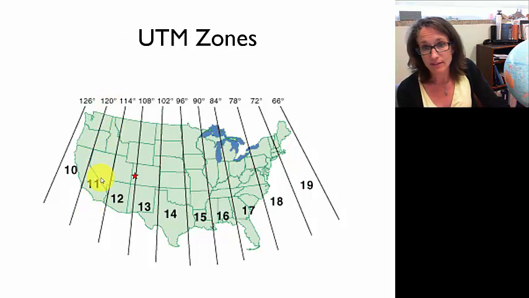So for us, it's about 700,000 meters or 700 kilometers, whereas our northing is 4,300,000 meters, which is 4,300 kilometers. So our northing is going to be a bigger number than our easting.